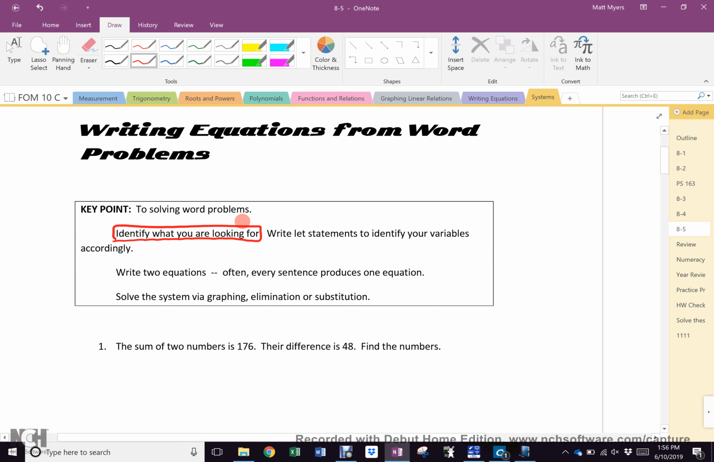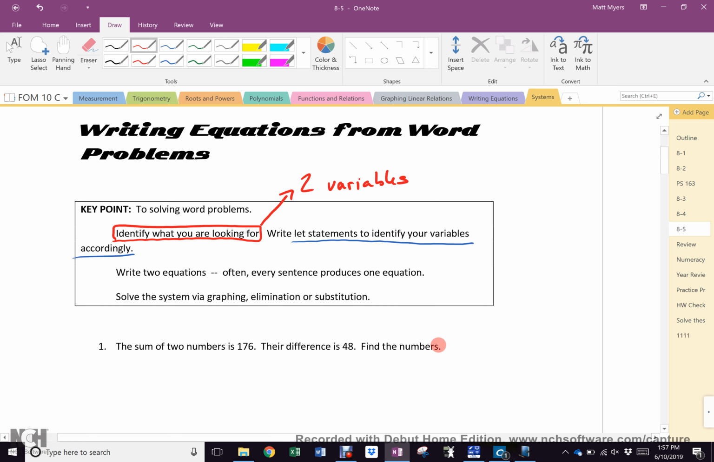So, identify what you are looking for. Usually, in your grade, 2 variables. A variable is, of course, something you don't know. Then, write a statement to identify your variables. So decide what they are, and then do something with words. So we're just going to do those 2 right now.